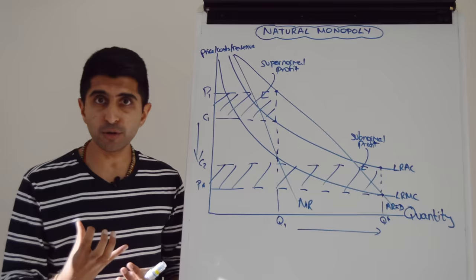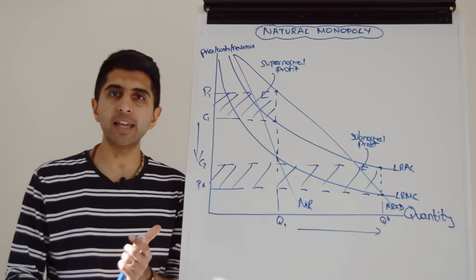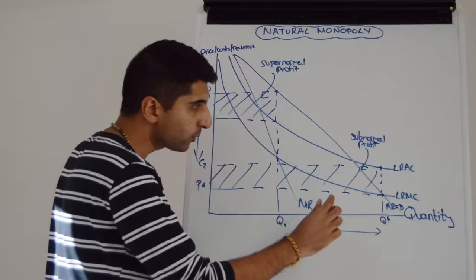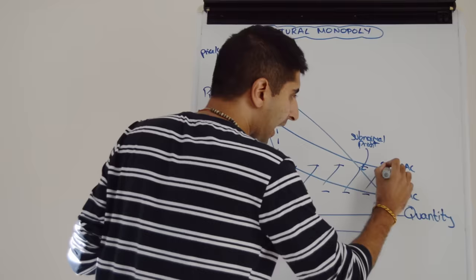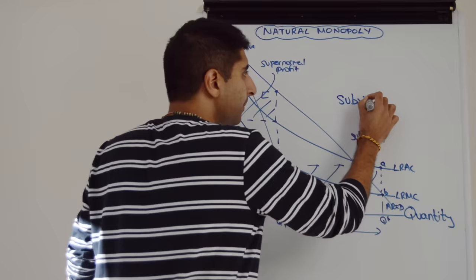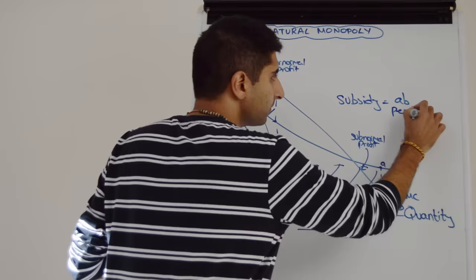In which case, you often see when there is a private natural monopolist, subsidies given by the regulator to make sure that the loss is covered. And the subsidy would be equal to the loss per unit. So in this case, if we label that A and we label that point B, the subsidy given by the regulator is going to be equivalent to AB, a subsidy of AB per unit, right? And that will cover the loss of the natural monopolist and at least allow them to make normal profit.